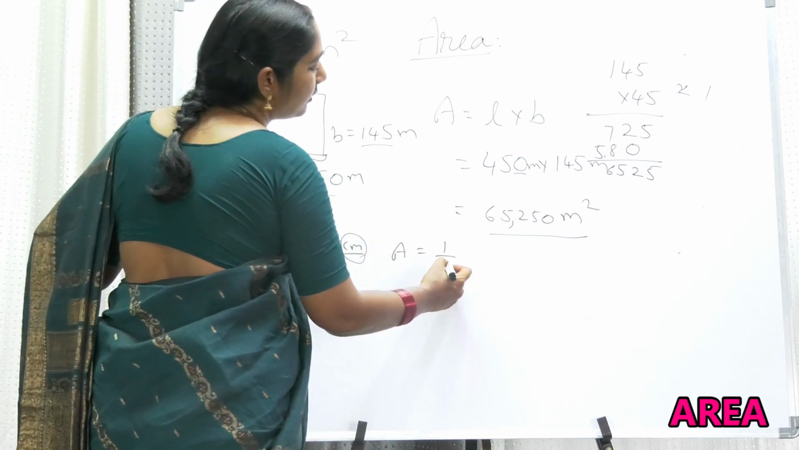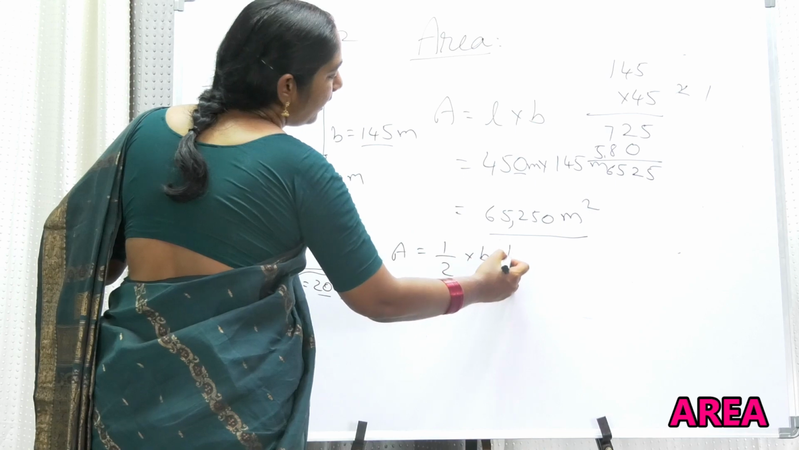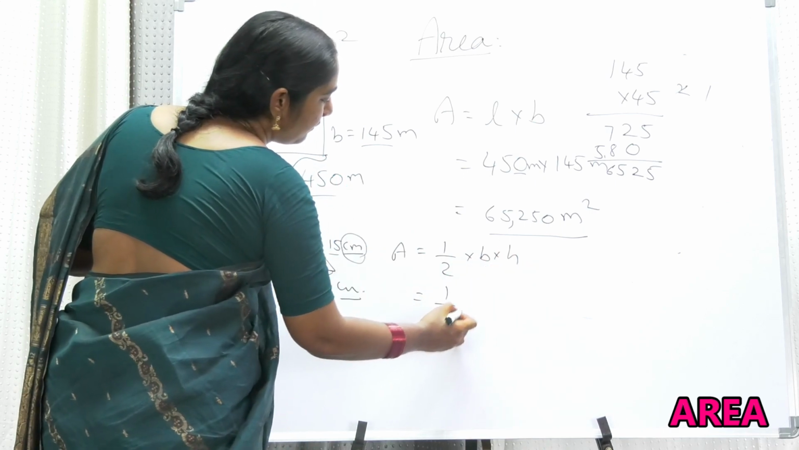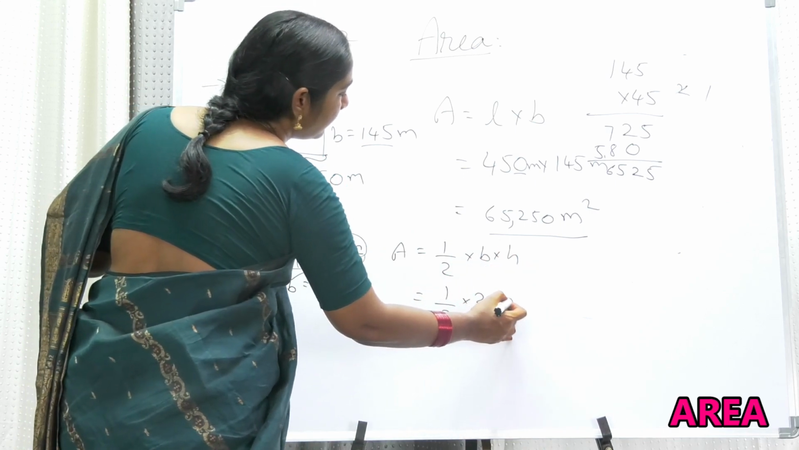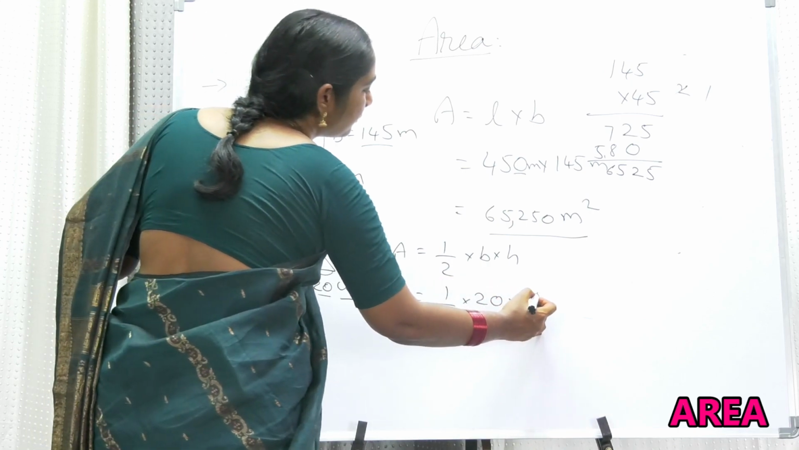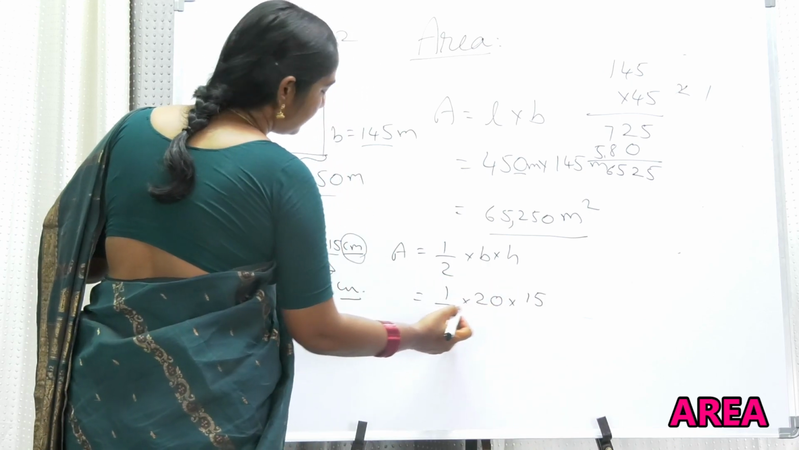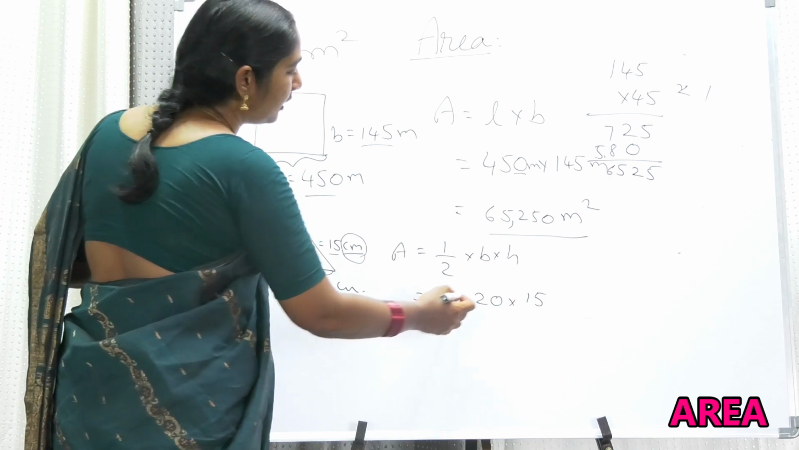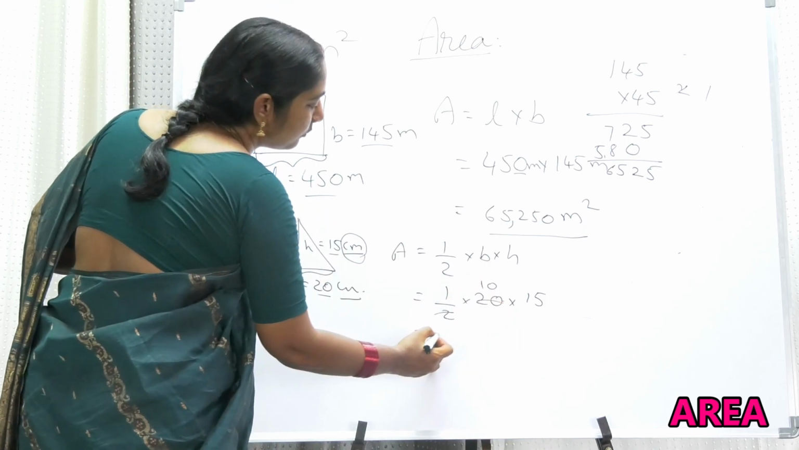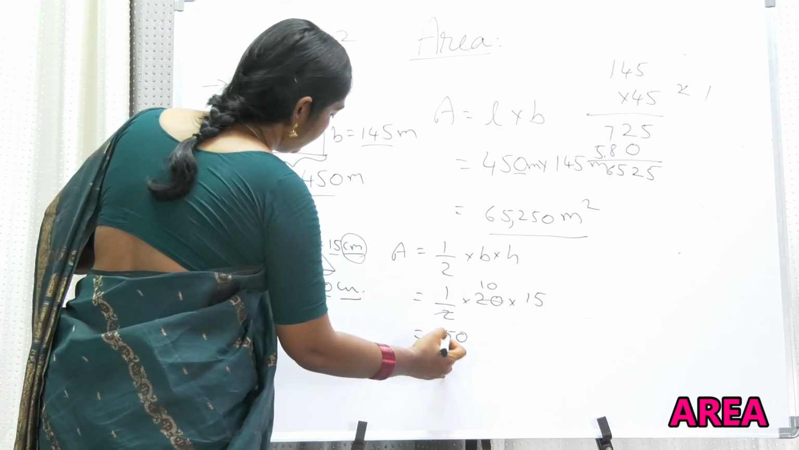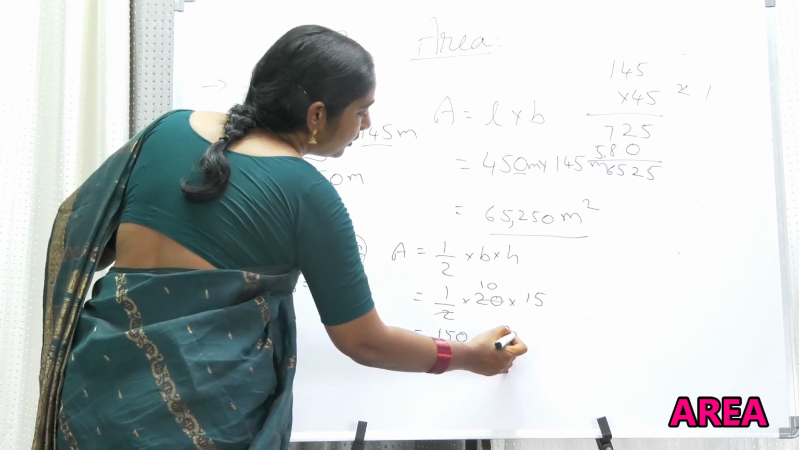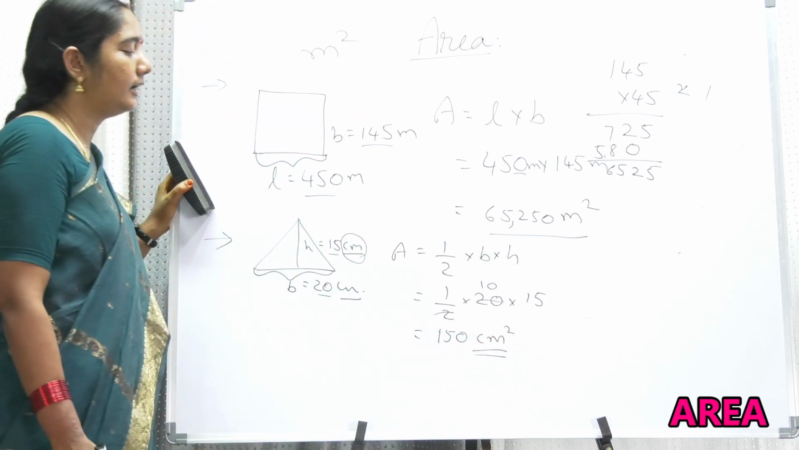So the area is equal to half into base into height. That is half into base, which is already given as 20, and height also is given, that is 15. So half into base into height is equal to 150 centimeter square. Units are very important.